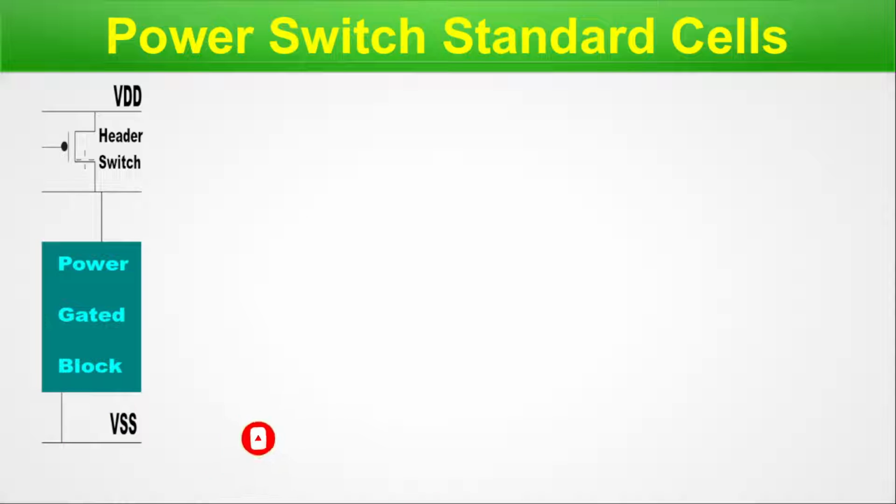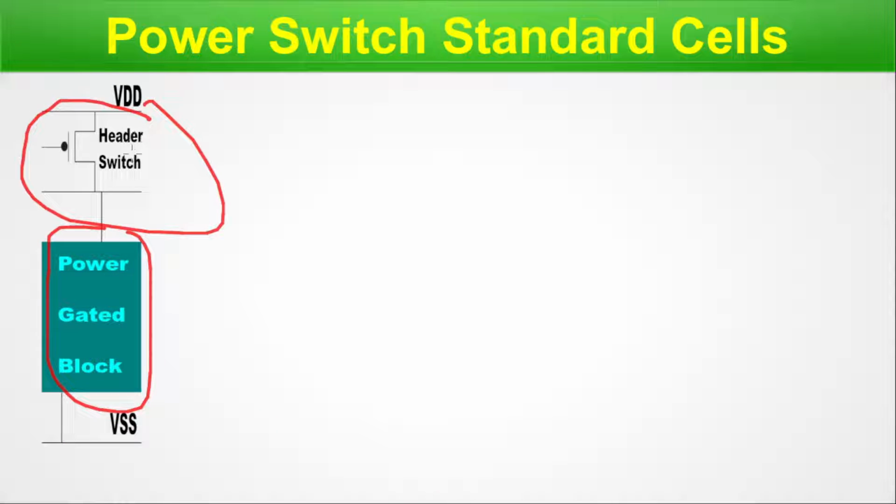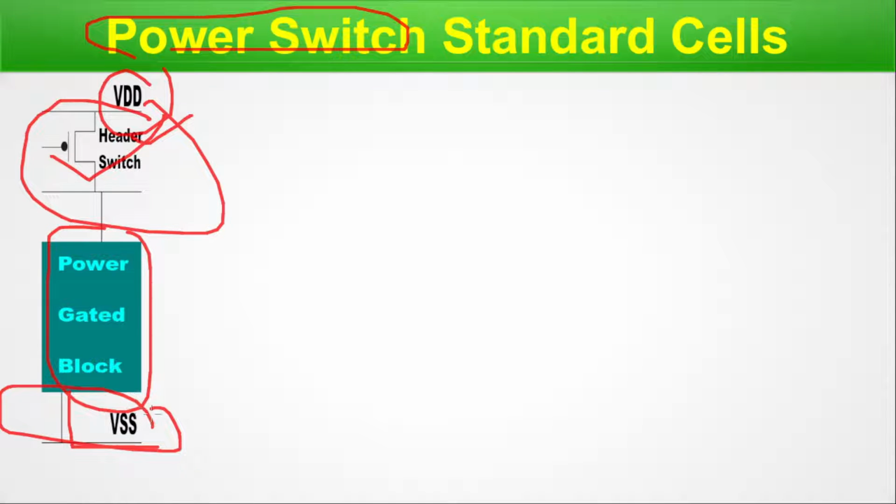Power switch standard cell. Here is the picture. Here we have a power gated block and we have a header switch here. So this is a standard cell which is called the power switch cell, and it is placed at VDD, and hence it is called the header switch cell, and it is directly connected to the VSS, and there is no operation here. It is a direct connection, and here there is a switch.